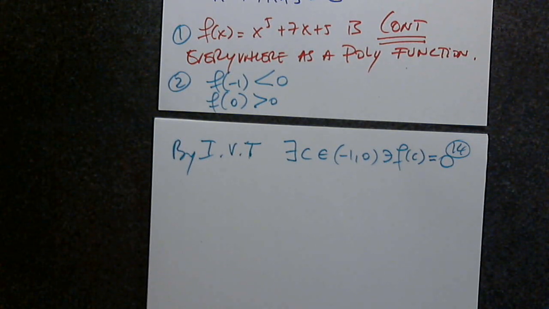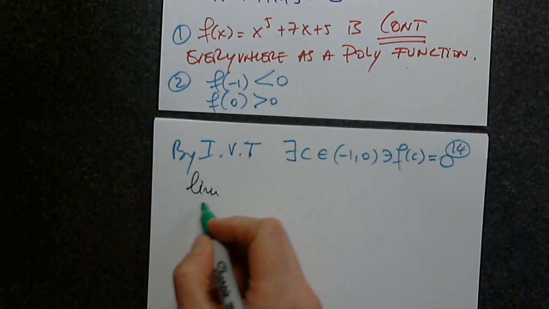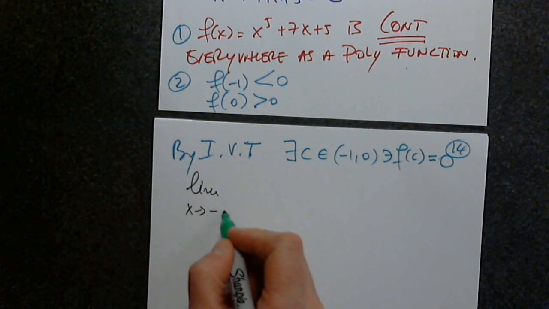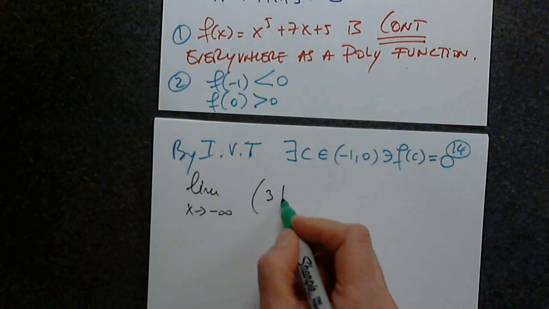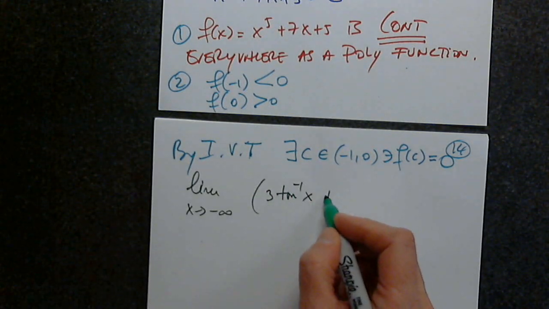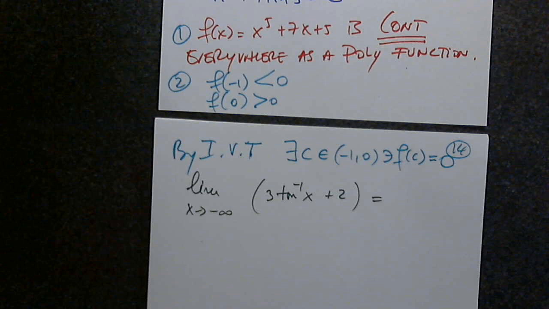We did something similar with 2H. Yes? 2H. Yes, let's do 2H. You want this? Is that okay? Okay, very good. So the limit as x approaches negative infinity of 3 tangent inverse x plus 2.